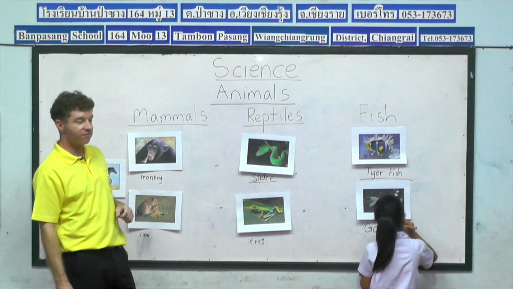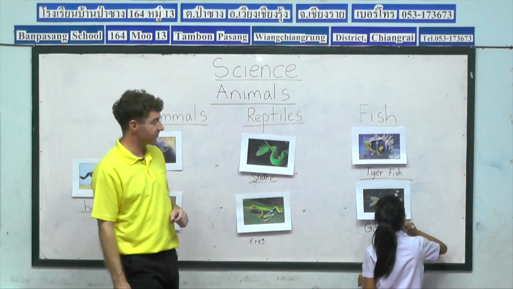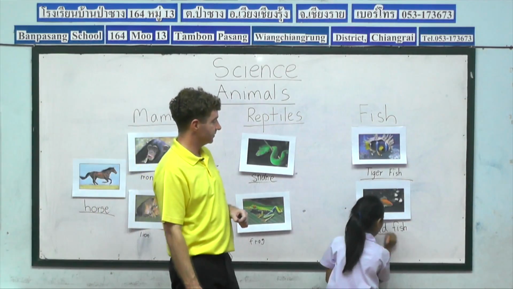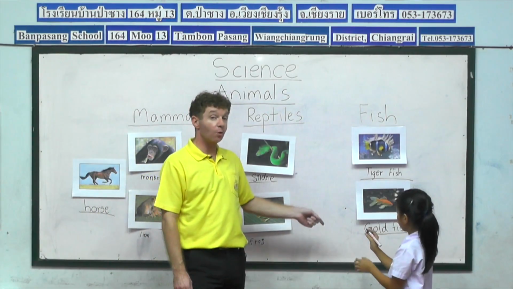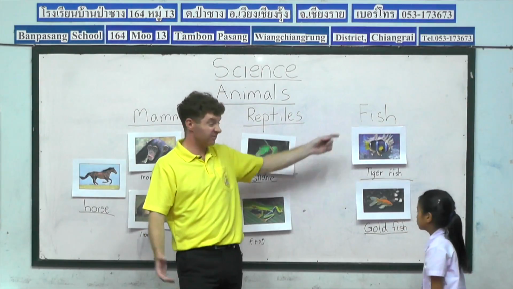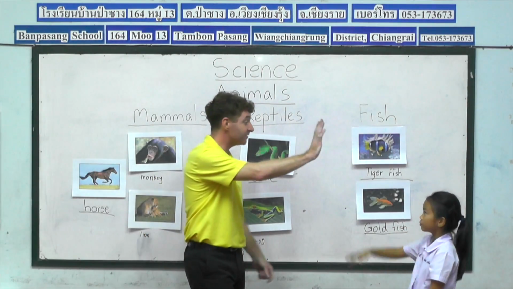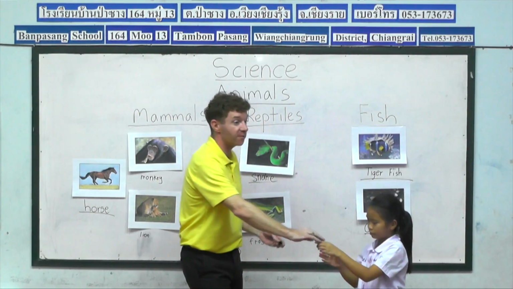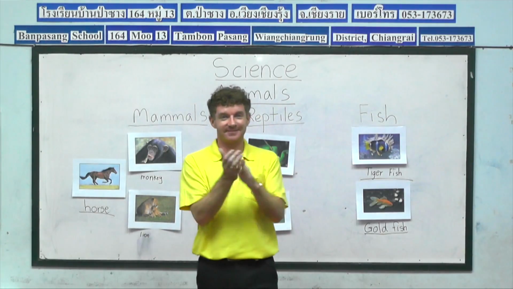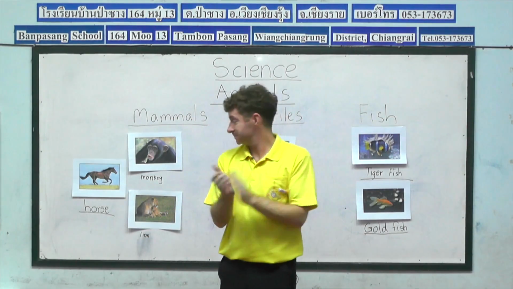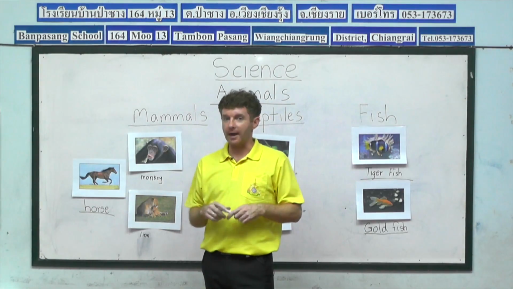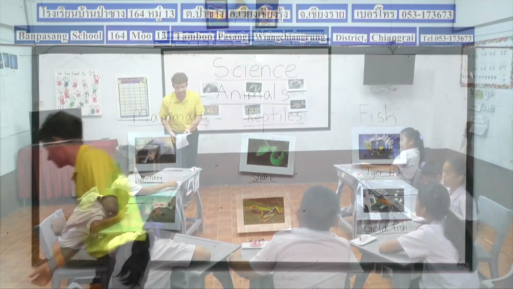G-O-L-D-F-I-S-H. Perfect. Goldfish. So we know goldfish is a fish. Preo, that was excellent. High five. Big round of applause for Preo, guys. Okay, so still 2 flashcards left.